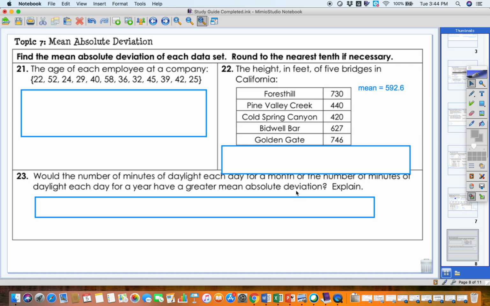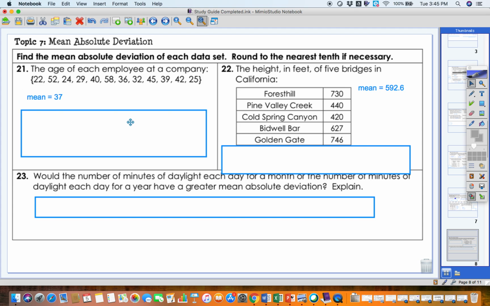Hi guys, this topic is going to cover mean absolute deviation. So remember with mean absolute deviation, to find that, you need to first find the mean of all your numbers, then find the absolute value of the difference of the mean and each data point, and then you want to average those differences. So here we have the age of employees at a company.